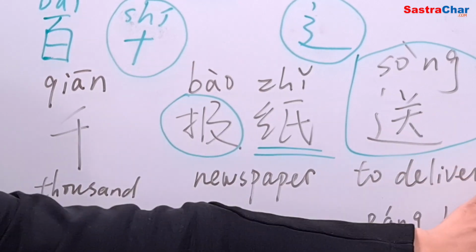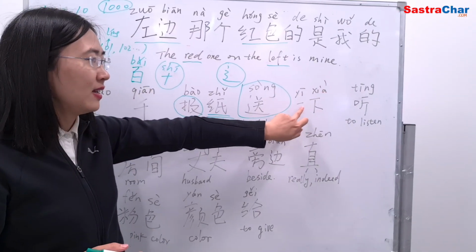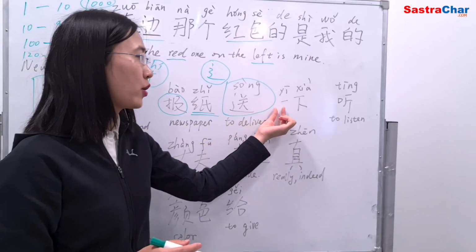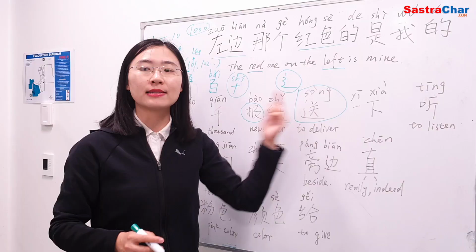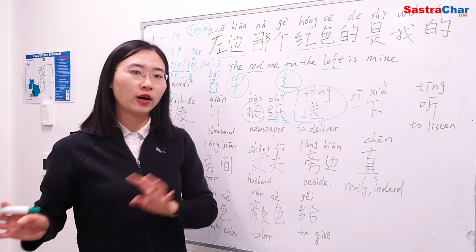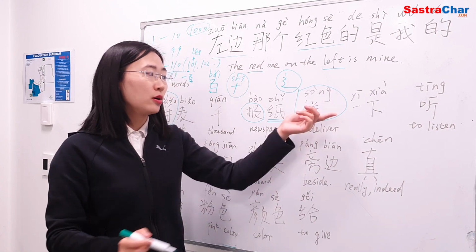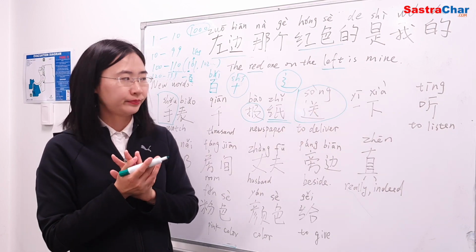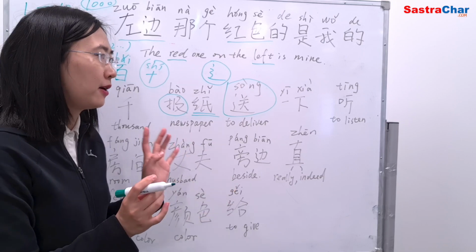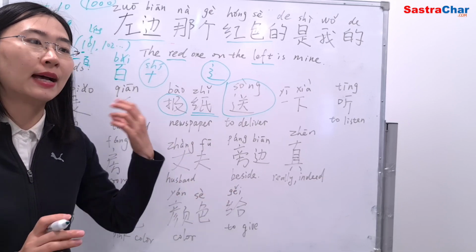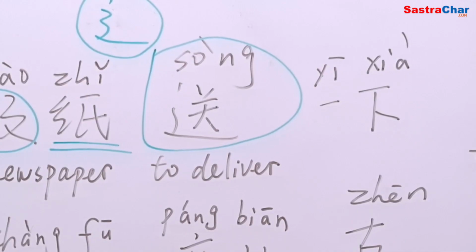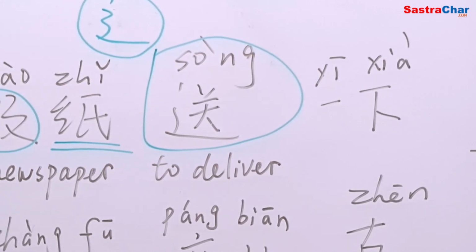Okay, next, this one, I didn't write the meaning here. 一下. If you take these two characters individually, the first one, 一, is one, right? And 下 means below or under, or following or next. But if you put these two together, it means a short time of an action being taken, or it just means an attempt. So, for example, if you want to say, can you have a try at this dish?